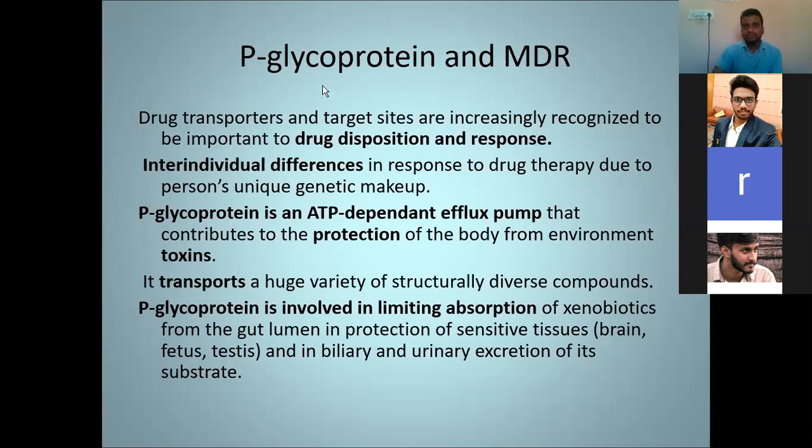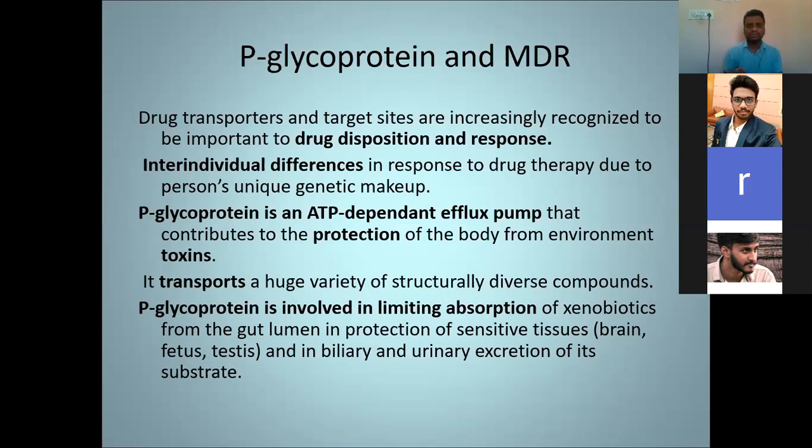So, P-glycoprotein and MDR. What does MDR stand for? Multi-drug. Yes, multi-drug resistance protein. I will explain why we call it multi-drug resistant in the coming section, but let's start with the intro of P-glycoprotein and MDR. You know, drugs get transported by many transporters, as I talked about. One of the transporters is this P-glycoprotein.